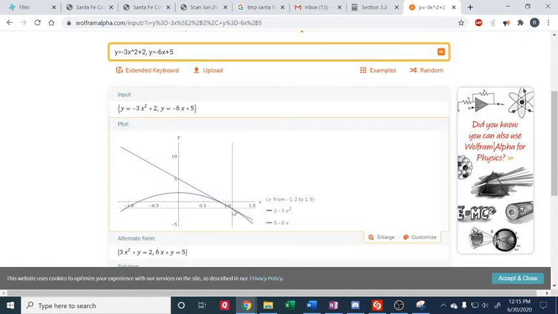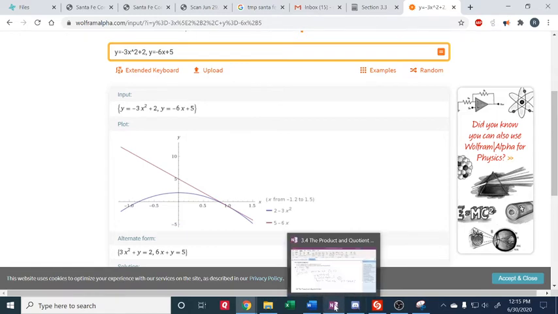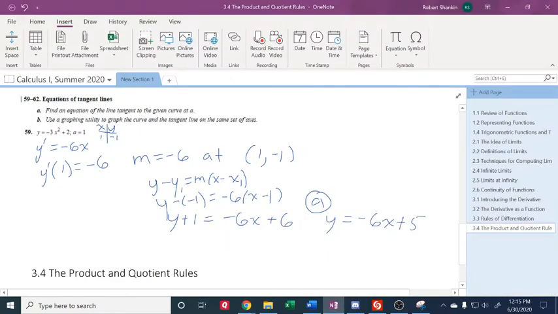It just nicks the curve. It's the tangent line at 1 comma negative whatever that point was. And it looks perfect, just nicking the curve. Does that answer your question, Kelly? Yeah, I think I just did a computational error. I couldn't figure out how they got the y-intercept to be 5.